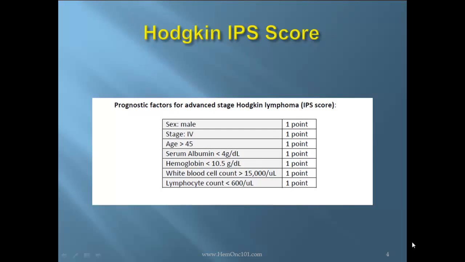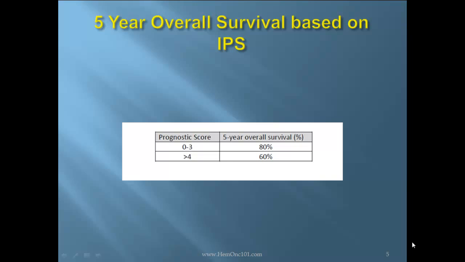Prognostic factors for advanced stage Hodgkin's lymphoma are given by the IPS score. 1 point for male, 1 point for stage 4, 1 point for age more than 45, 1 point for albumin less than 4, 1 point for hemoglobin less than 10.5, 1 point for WBC more than 15,000, and 1 point for lymphocyte count less than 600. The 5-year overall survival based on the IPS is, scoring 0 to 3, 80% 5-year survival, 4 or more, 60%.